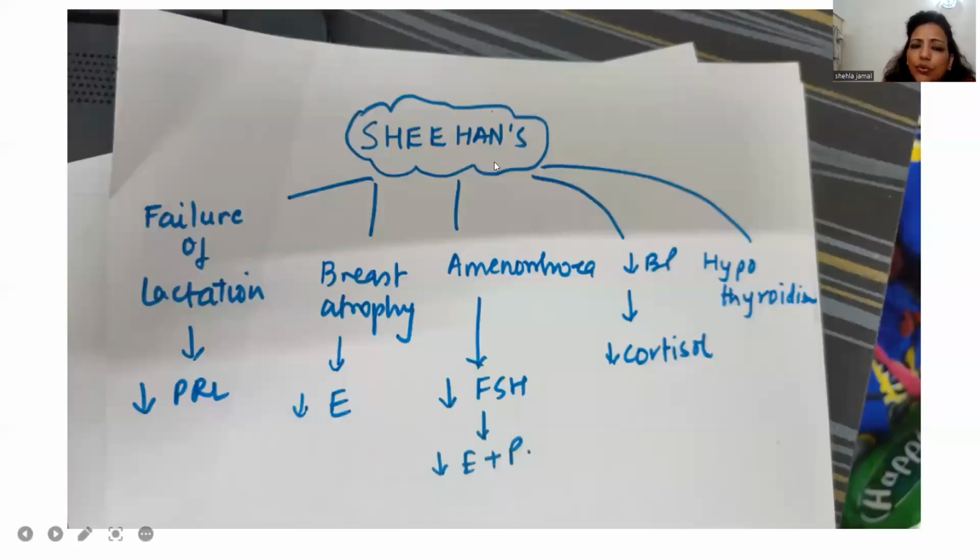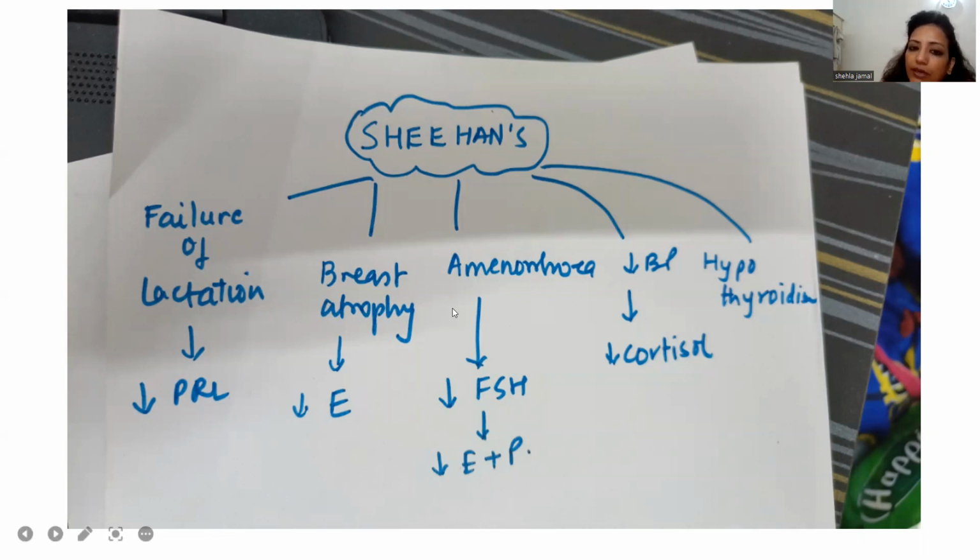So this Sheehan syndrome classically presents as history of postpartum hemorrhage. That is one. Always remember, whenever you are talking about Sheehan syndrome, patient will give you a history that she has had massive postpartum hemorrhage. Then she can have failure of lactation due to decreased level of prolactin. Then she can have breast atrophy due to decreased level of estradiol.